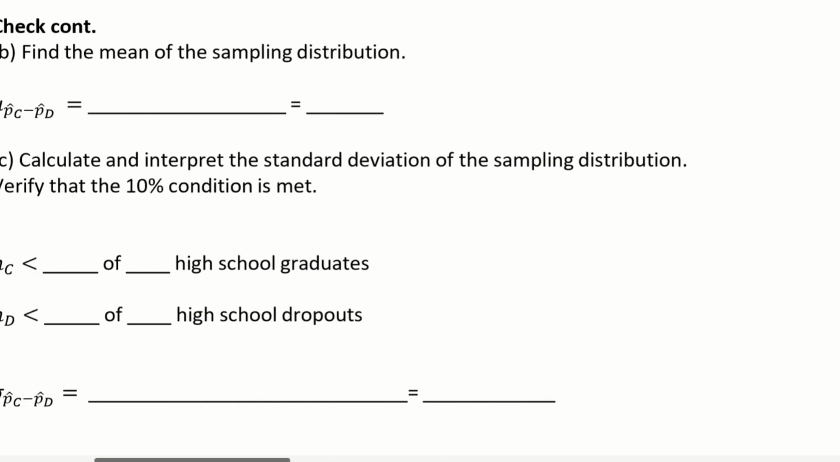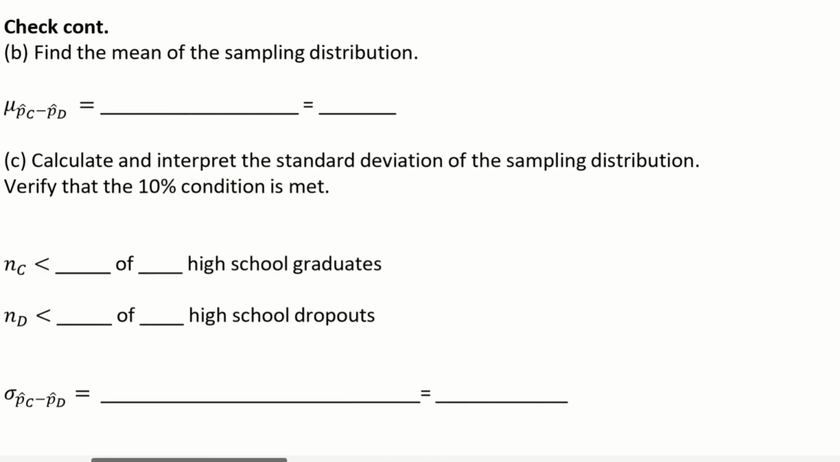All right, so find the mean. It's going to be PG minus PD, which is 0.80 minus 0.40, which is 0.40. Okay, that's it. Now, verify the 10% condition. We're saying the number of graduates, recall, is 60.